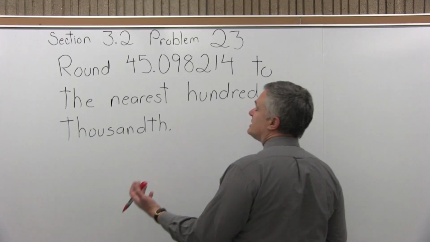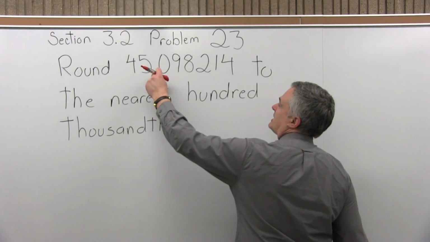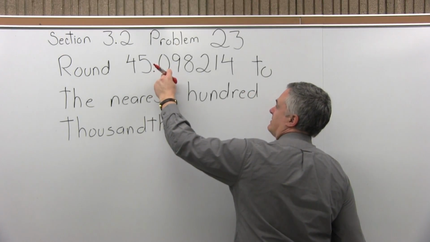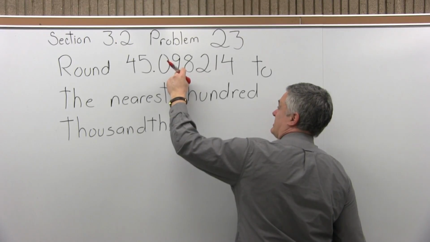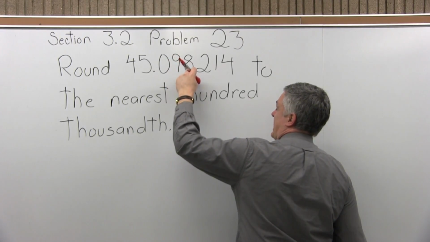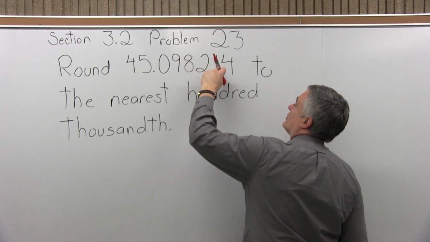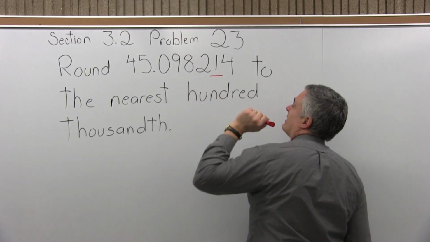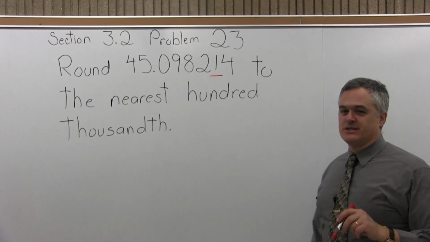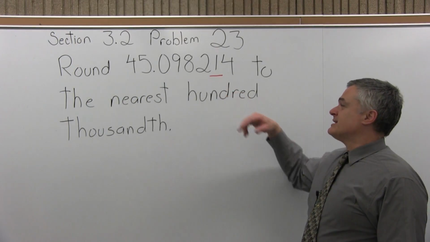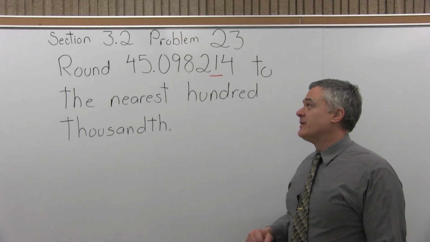So first, which digit is 100,000th? Starting at the decimal, if we go over 1, you have tenths. 1 more to the right is hundredths. 1 more to the right after that is thousandths. 1 more to the right after that is 10,000ths. 1 more to the right after that, which is where we are, that's 100,000ths. So the 1 is in that 100,000ths position.